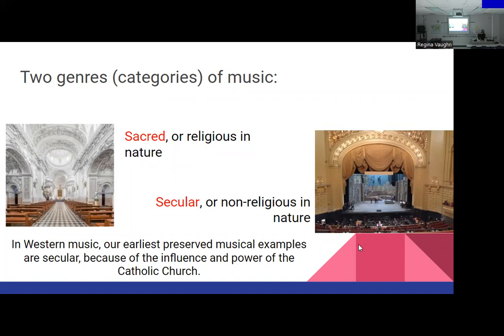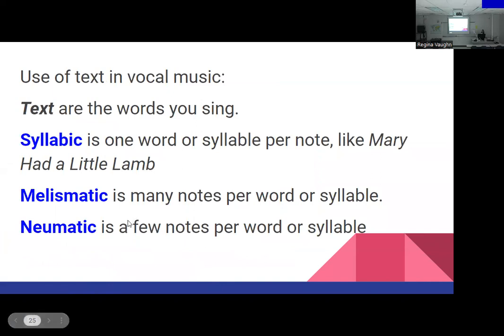In Western music, our earliest preserved musical examples are, did I say secular? It should be sacred. I can't believe I did that. Strike that, reverse it. I was typing this in a dark room with 8th graders watching a video, so I just mistyped that. In Western music, our earliest preserved musical examples are sacred because of the influence and power of the Catholic Church. And we'll talk about that very soon when we start talking about musical history periods. But this should say sacred, not secular. I can't believe I made a mistake.